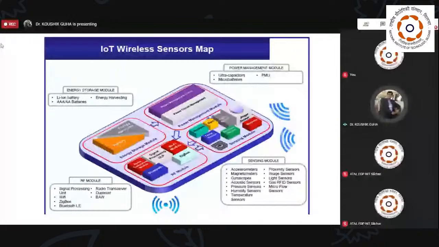We can see there are different modules: an energy storage module, an RF module, a sensing module. In the sensing module, there are lots of sensors: accelerometers, magnetometers, gyroscopes, proximity sensors, light sensors, pressure sensors, humidity sensors. So nowadays everything can be sensed. And after the sensing, obviously power management is also an issue, because you have to power up the electronic sensor nodes. If you cannot power up properly and efficiently, then our electronic circuits and all the nodes will be in totally silent mode, so we cannot make use of them. So powering and power management, the maintenance of proper power flow, is also a very important issue in IoT.